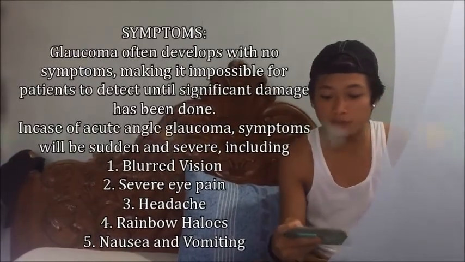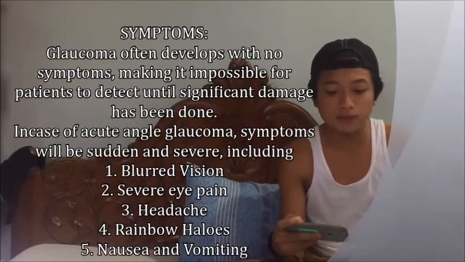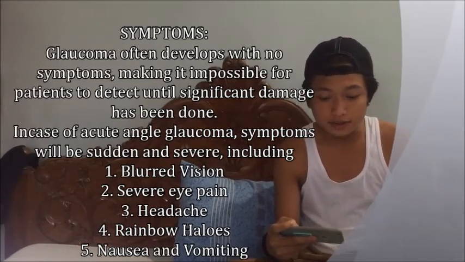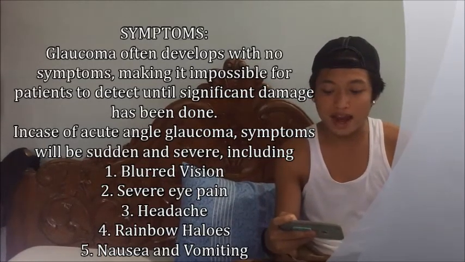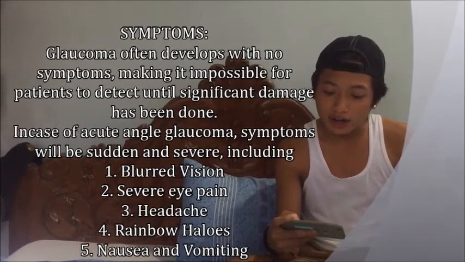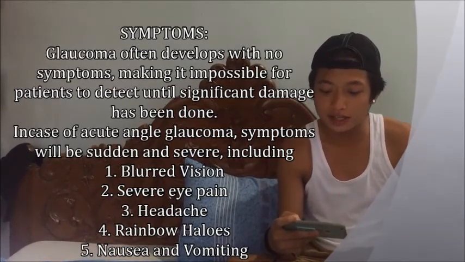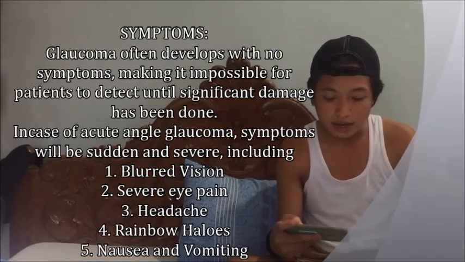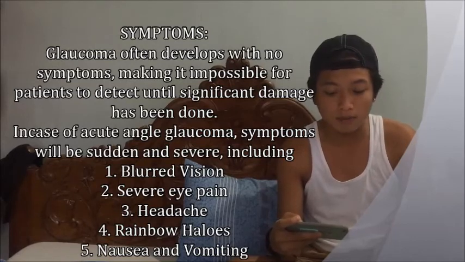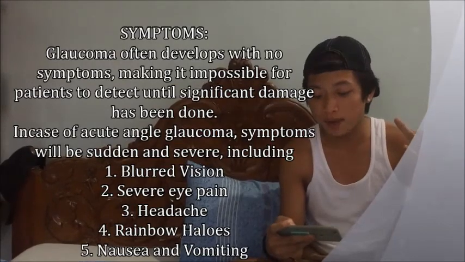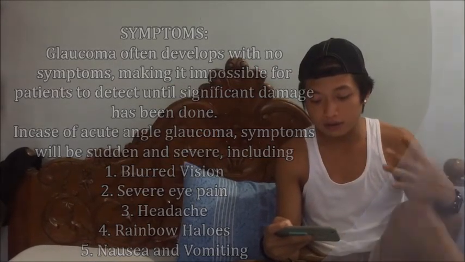So let's talk about the symptoms of glaucoma. Glaucoma often develops with no symptoms, making it impossible for patients to detect until significant damage has been done. For this reason, it is important to frequently be checked by an eye doctor for ocular hypertension. Ocular hypertension is a condition with high pressure in the eye, which can mean a person is at high risk for glaucoma. In the case of acute closed-angle glaucoma, symptoms will be sudden and severe, including blurred vision, severe eye pain, headache, rainbow halos, and vomiting.